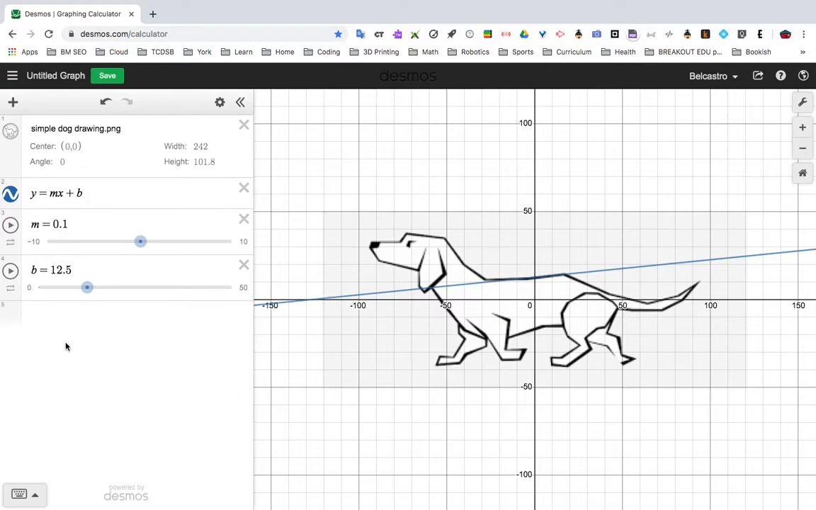And then I can write that in, right? So I have a value for my m, and I have a value for my b, so I can actually say y is equal to 0.1x plus 12.5. Looks like it's the same line now.